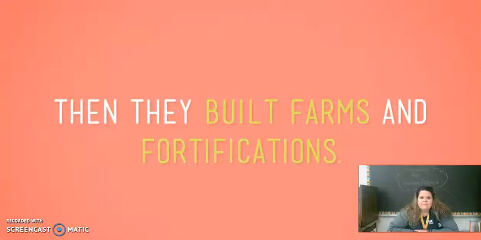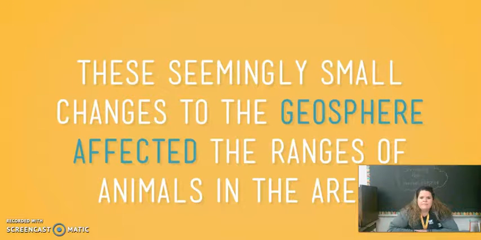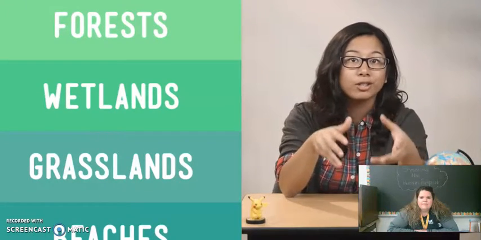Then they built farms and fortifications. These seemingly small changes to the geosphere affected the ranges of animals in the area and changed the plants that grew there. And eventually, after a couple hundred years and a whole lot of development, what was once mostly wilderness, forests, wetlands, grasslands, and beaches became paved with over 9,600 kilometers of streets.